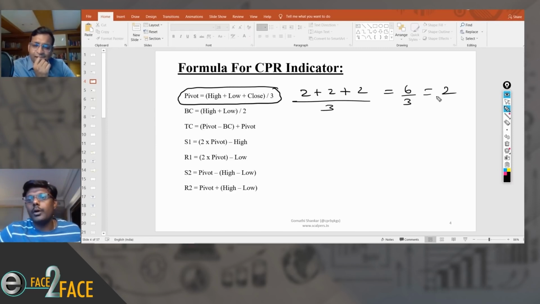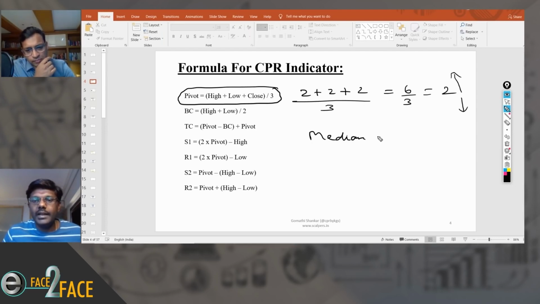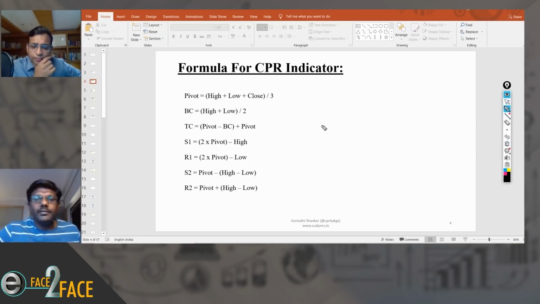So if tomorrow the market is trading above 2 rupees, then I will look for long opportunities. And if the price is trading below 2 rupees, I have to look for short opportunities. So basically pivot is a median line. It shows the trend, whether the market is on the buying side or on the selling side. Okay, got it. Pivot means basically a median line. Okay, got it, this single pivot line.